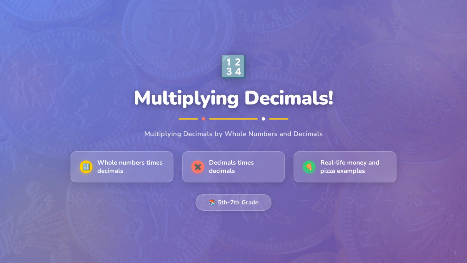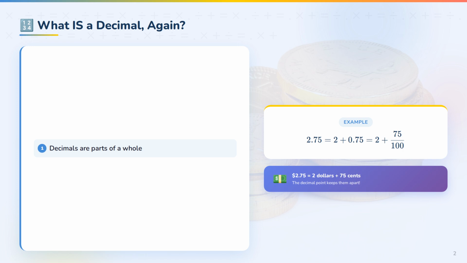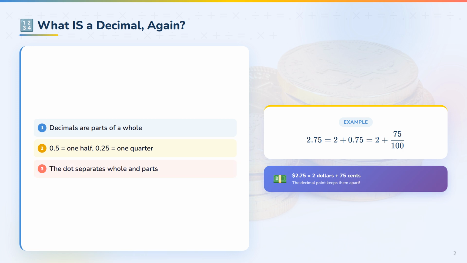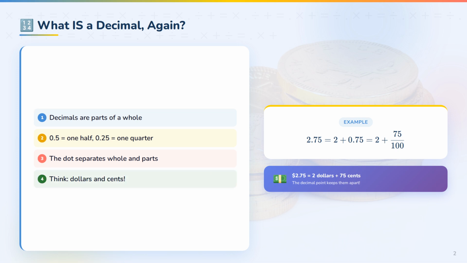Let's go. Quick refresher before we multiply. A decimal is just a way to write a number that's between two whole numbers. Think of money. $2.75 means two whole dollars and 75 cents. That's 75 hundredths of a dollar. The decimal point separates the whole number part on the left from the fraction part on the right. Once you think of decimals as money or parts of a pizza, everything makes way more sense.